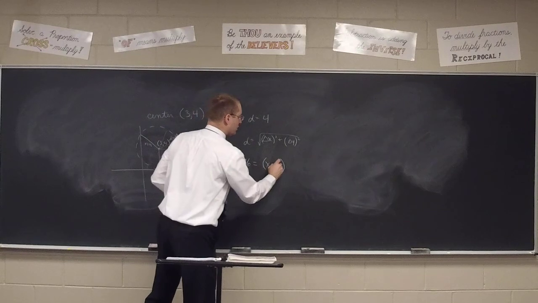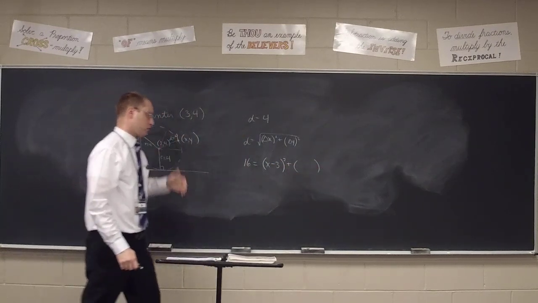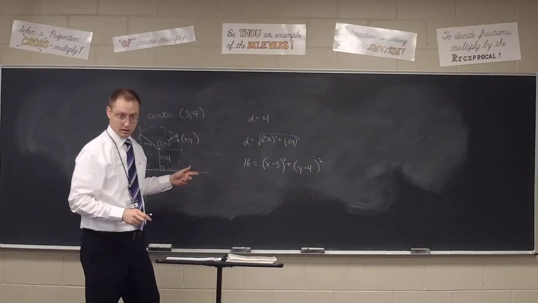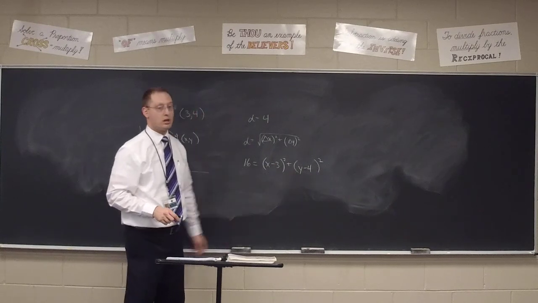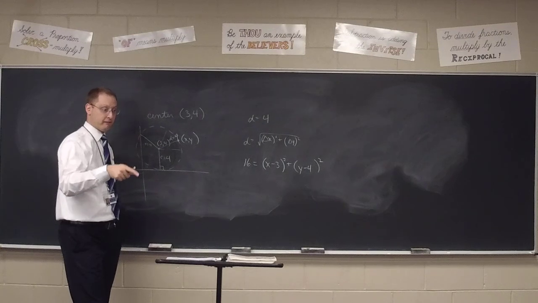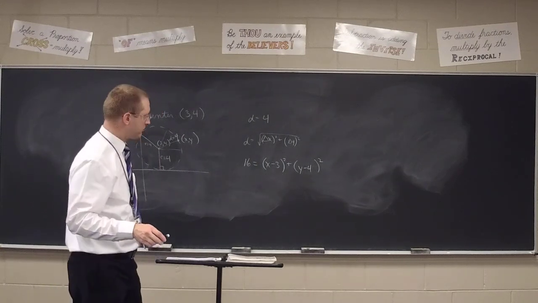minus 3 squared plus y minus 4 squared. Did we have this? I have something very close. I didn't have the y minus 3, or the x minus 3s. I have just x for some reason. Okay. Quentin? The 16, I had the square root of x minus 4 squared plus y minus 4 squared.